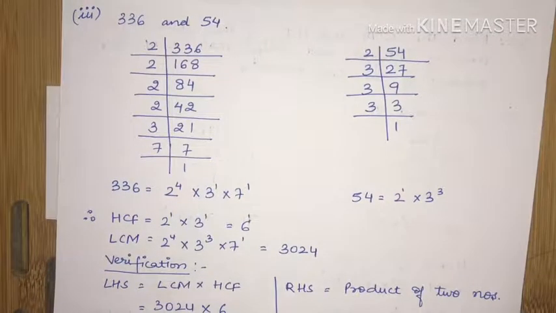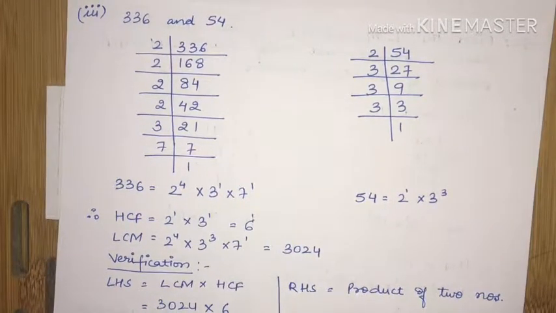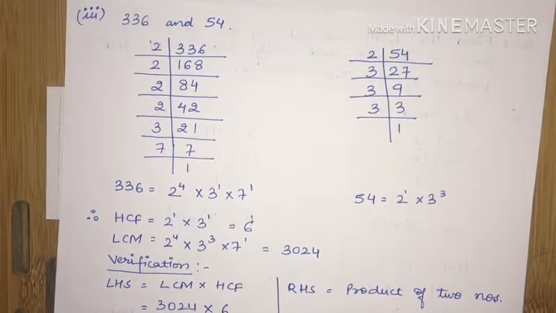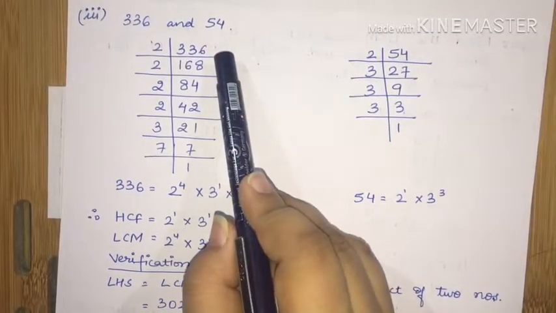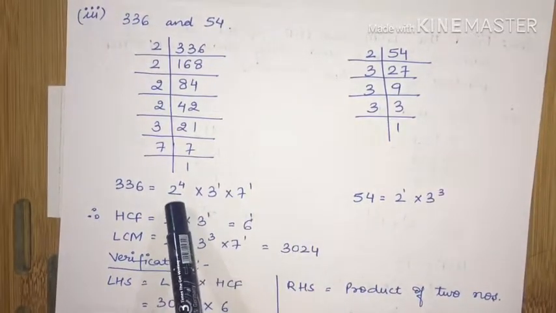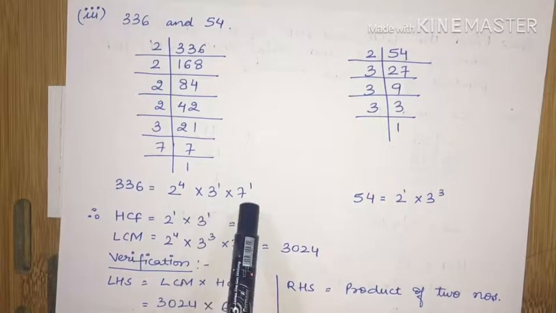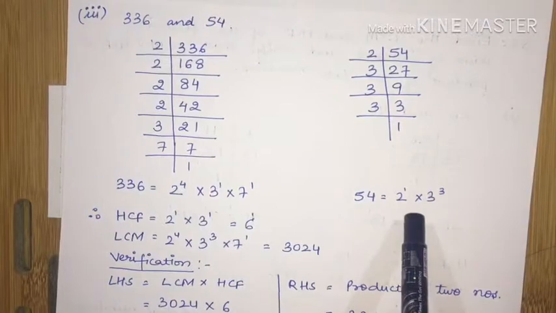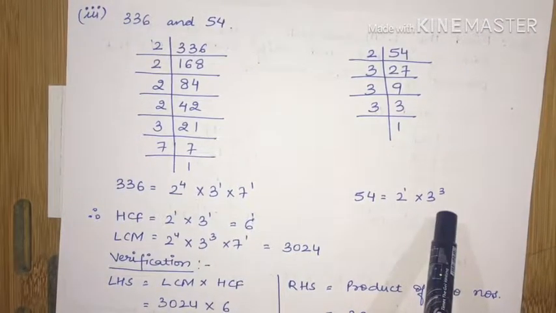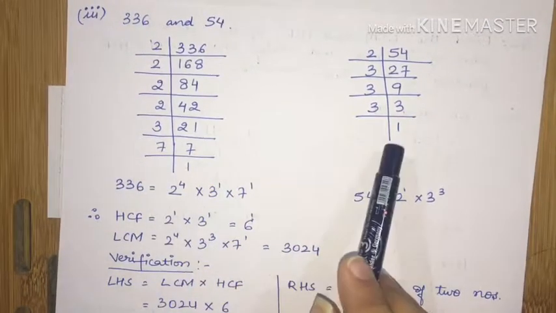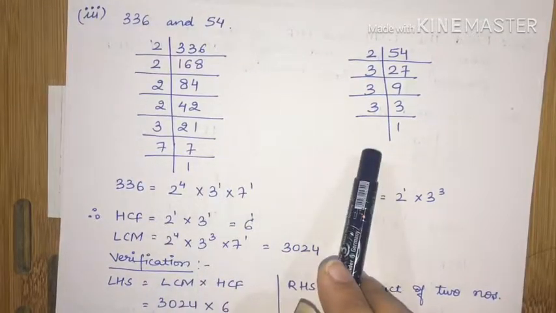The next part is 336 and 54. So the factors of 336 are 2 raised to the power 4 into 3 raised to the power 1 into 7 raised to the power 1, and 54 is 2 raised to the power 1 into 3 raised to the power 3. We'll find the factors by the normal prime factorization method.